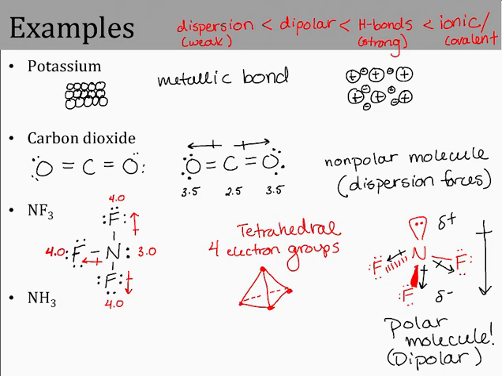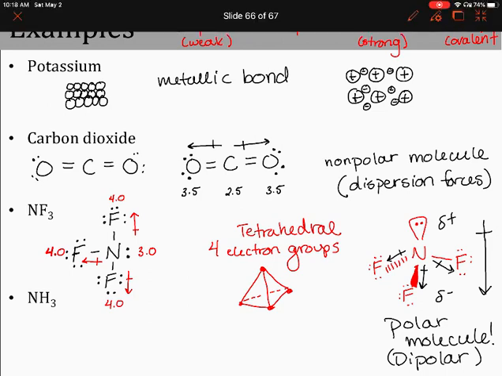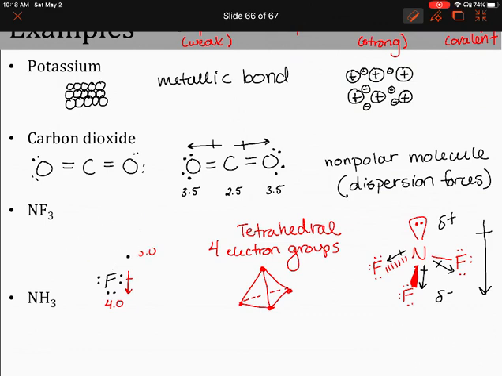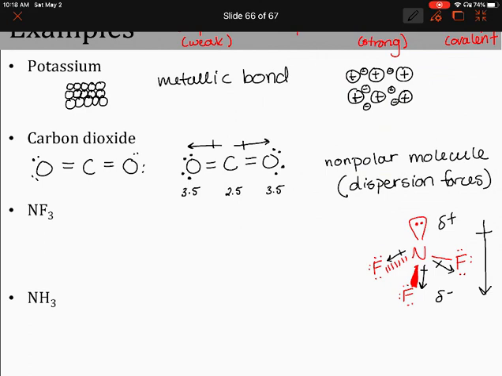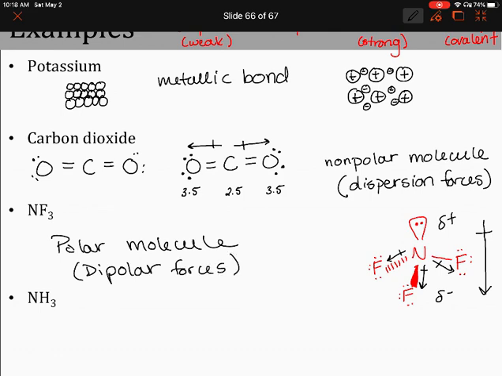All right. So I'm actually going to rewrite some of this to make some room for our next molecule. So hopefully you took notes. All right, so we said NF3 is a polar molecule. So NF3 molecules would experience dipolar forces between each other. And that's what's going to hold them together.